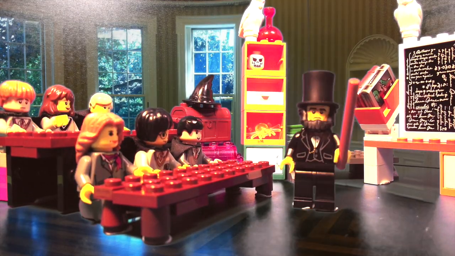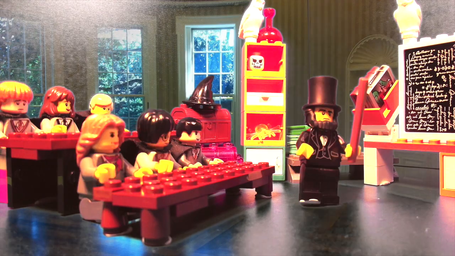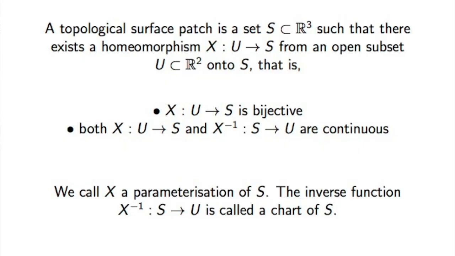I'm Professor Lincoln. This is your class on surfaces. A topological surface patch is a subset S of R3 such that there exists a homeomorphism X from an open subset U of R2 onto S. X is called the parameterization of S, and its inverse is called the chart of S.